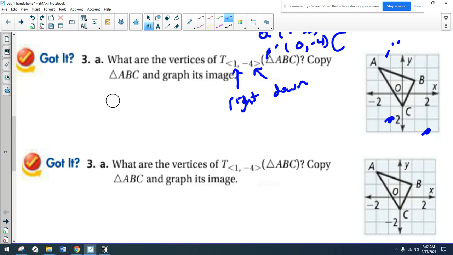So you can use the graph to help you, but A prime is going to be (-1, -2). Okay, and then B prime, and I will want to see those primes in there, so make sure you put them. B prime is going to be (2, -3). And then C prime, let me undo that. Okay, and then C prime, I'm going to be going to the right 1 and then down 1, 2, 3, 4. So that's going to be at -5. So (1, -5) for your C prime.